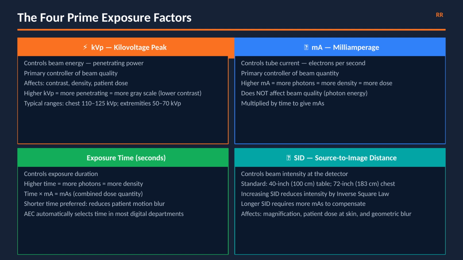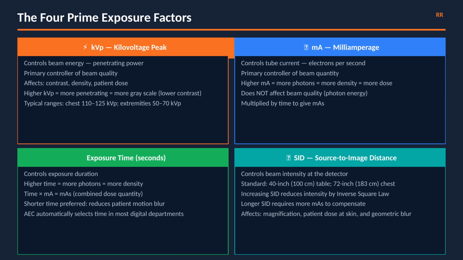mA, milliamperage. Controls tube current, electrons per second. Primary controller of beam quantity. Higher mA equals more photons equals more density equals more dose. Does not affect beam quality. Exposure time. Controls duration. Multiplied by mA to give mAs, the total dose quantity. Short time reduces motion blur. AEC automatically selects time in most digital departments.